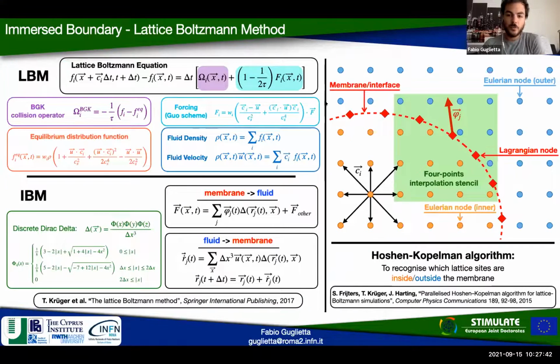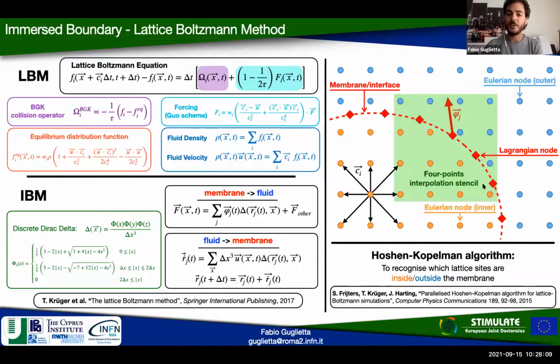Then we can solve the fluid by using the Lattice-Boltzmann method. In particular, we use the BGK collision operator and the Guo scheme for forcing. And we differentiate between outer nodes and inner nodes because the viscosity of the inner fluid and the outer fluid are different, and the viscosity ratio is 5. So the viscosity of the fluid inside is 5 times higher than the fluid outside.